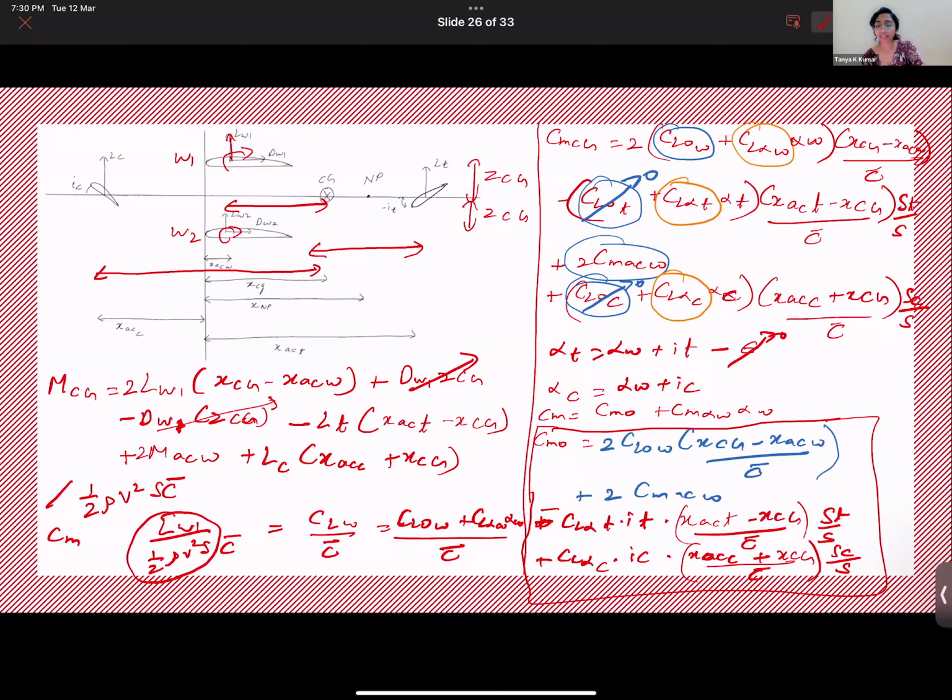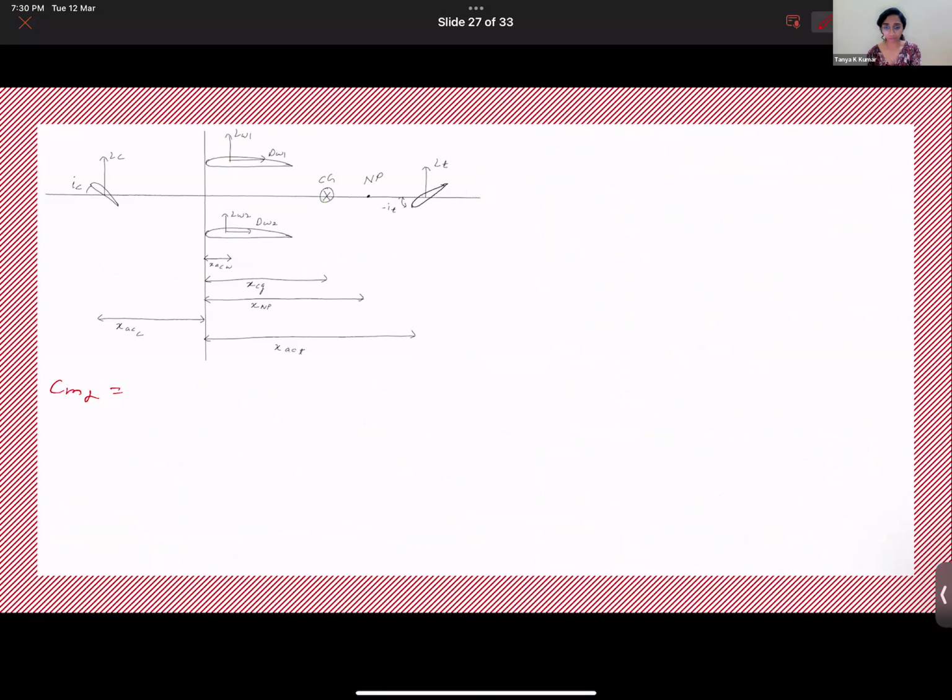So all the terms that are independent of angle of attack of the wing, alpha wing, right? Is there some mistake now? Look at Cm naught, try deriving it on your own. Tell me if I'm still missing some terms or if some terms are extra, or tell me if it's correct. Okay, it's correct, fine. Now let's go on to Cm alpha.